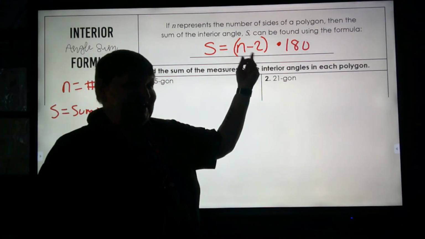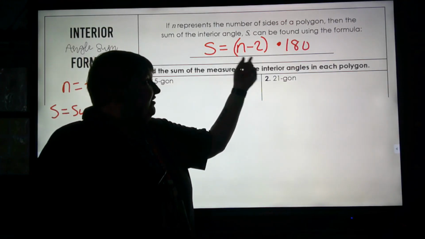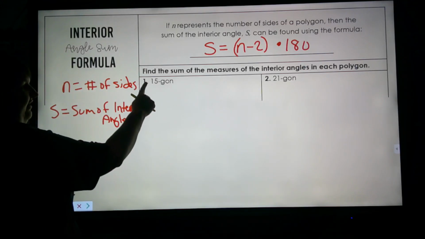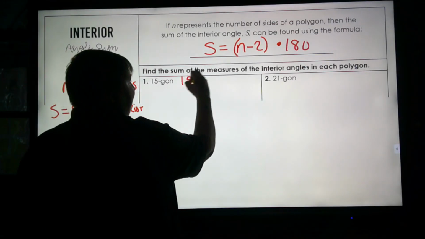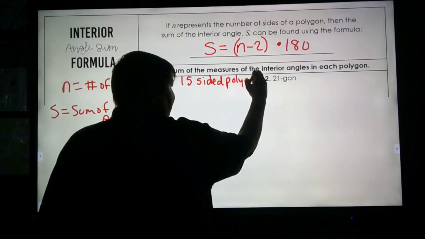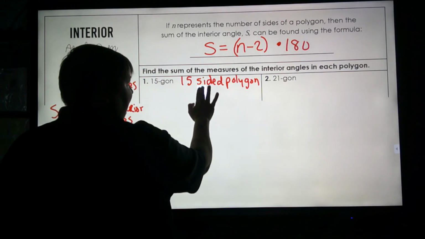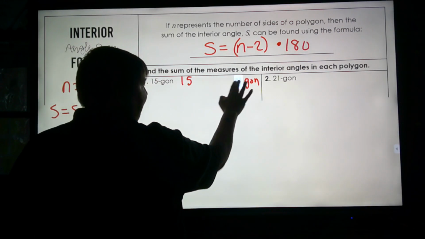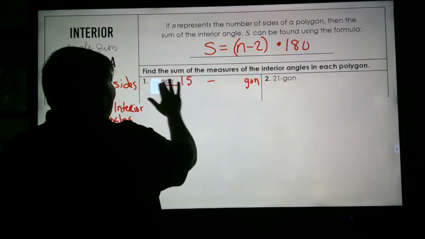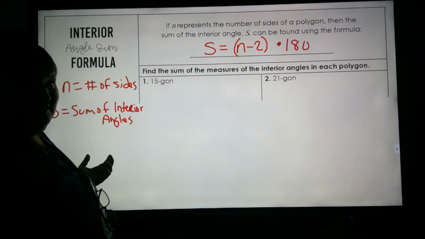This means we can apply it to any size polygon. All you have to do is put the number of sides and solve. Right? So let's prove it. A 15-agon is a 15-sided polygon. Right? So what they did is took 15-sided polygon, took out sided and poly, 15-gon. It's a 15-sided polygon. So when you see this, you can say 15-gon, or you could say 15-sided polygon.